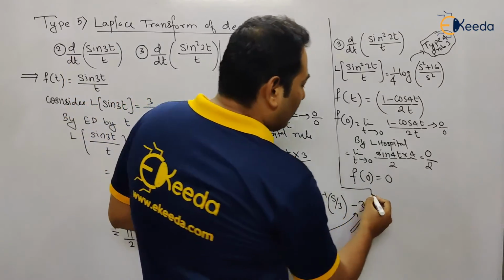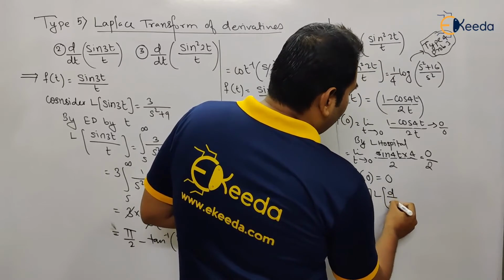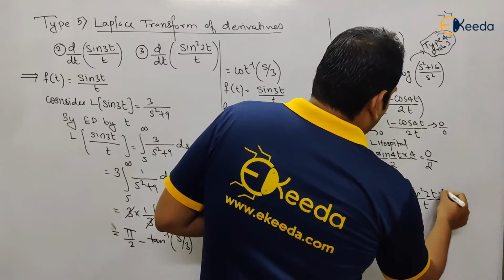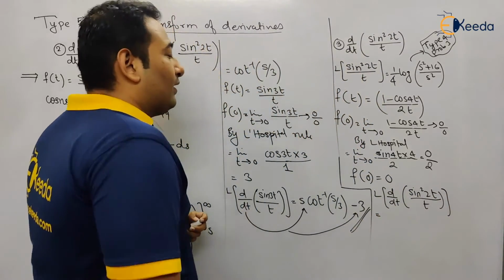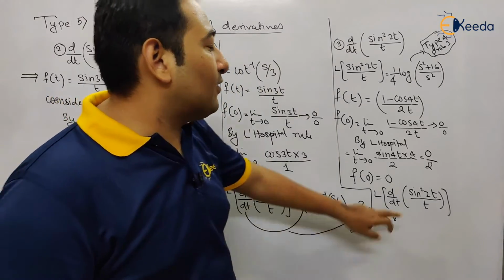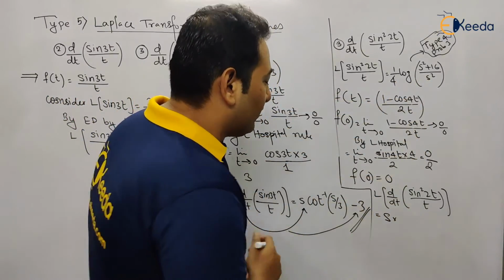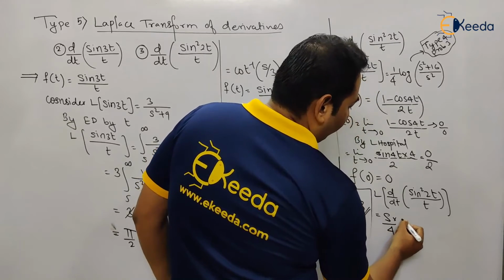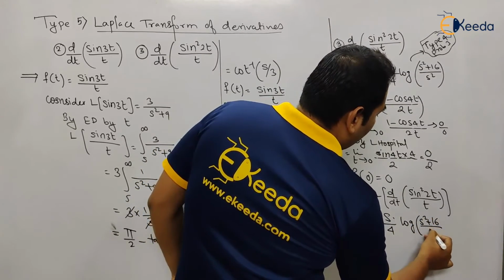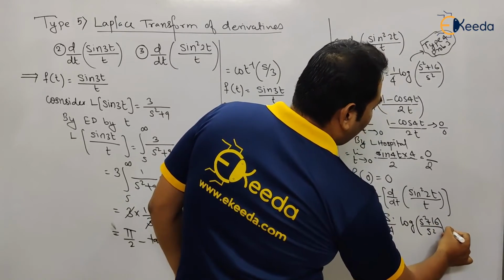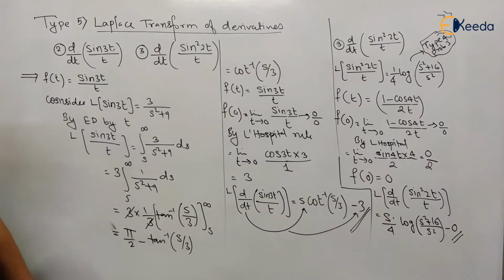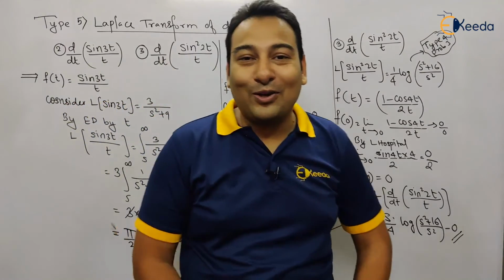Okay, so what is the final conclusion? Finally, d by dt of sine square 2t upon t is equal to s into the Laplace of sine square 2t upon t, which is 1 upon 4 log of (s square plus 16) upon s square, minus f of 0, and f of 0 is 0. That is it. So that is the required solution for this particular problem, sine square 2t upon t.